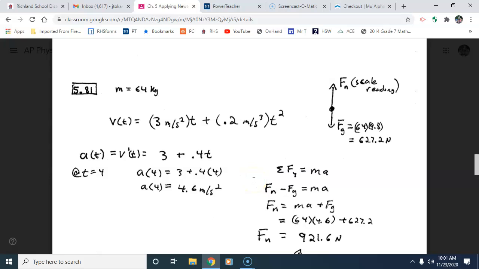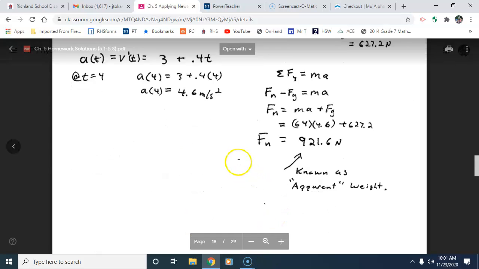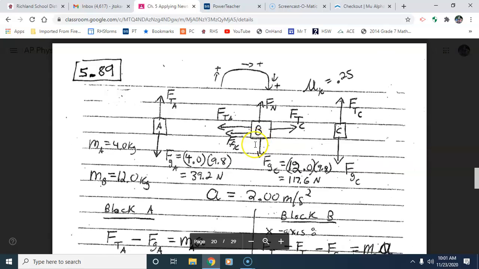All right, the next one we got is 92, 97, and after that, if you have any more, we can answer them, okay? All right, 92. Looks like we have an Atwood system again.